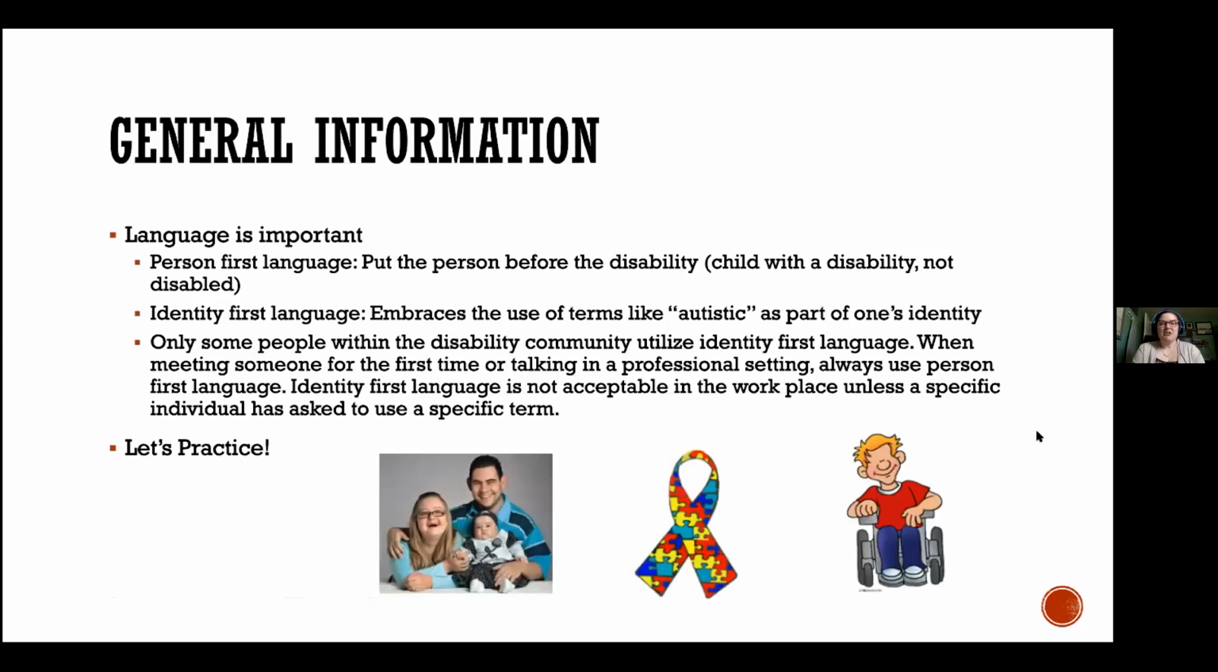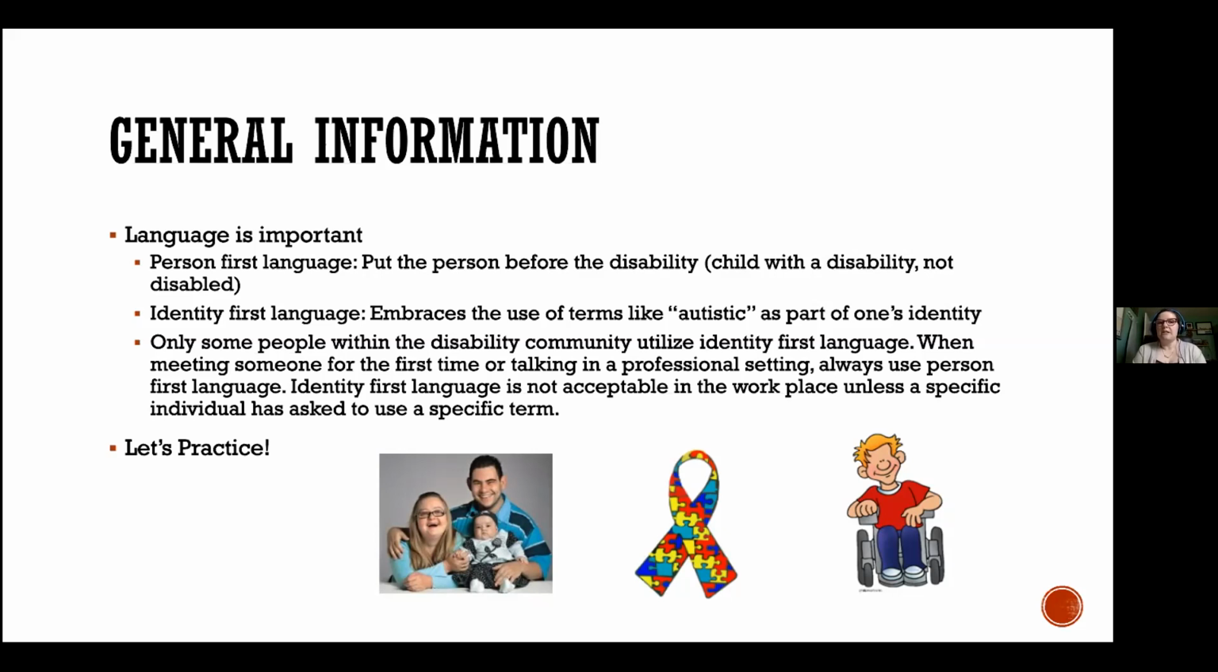Okay, so again, because this training was developed for volunteers who maybe don't necessarily work with individuals with disabilities, it's really important to go over language. So when working with someone with a disability, we typically use what's called person-first language. And that's where we put the person before the disability. So we say someone with autism, someone who utilizes a wheelchair, not things like wheelchair bound or autistic.